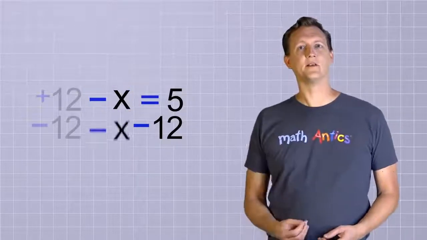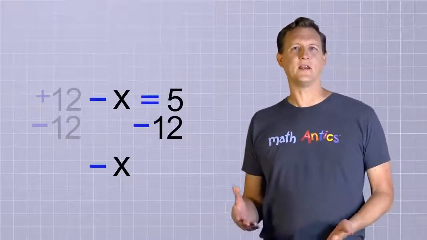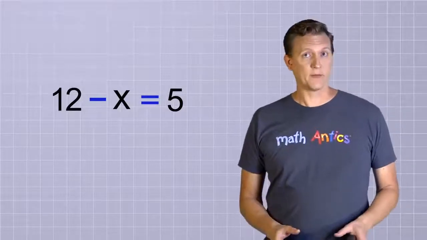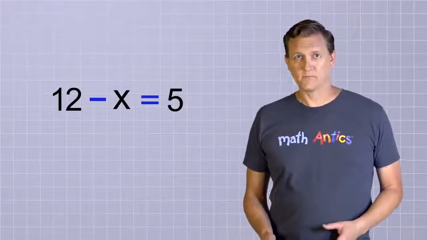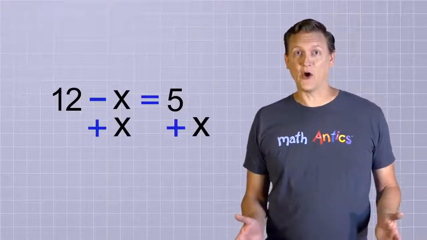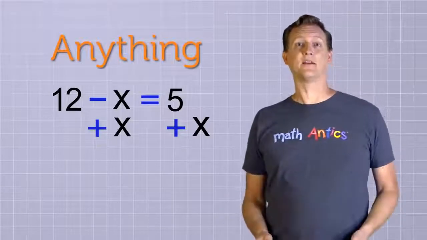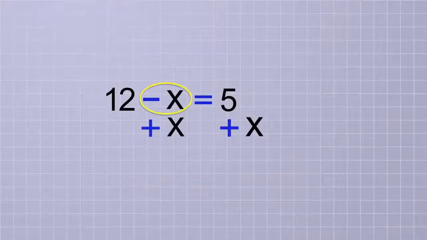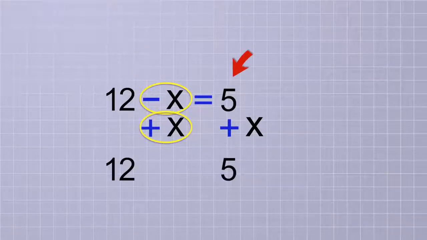Subtracting 12 would leave us with negative x on this side of the equal sign, which is not wrong, but it might be confusing if you don't know how to work with negative numbers yet. Fortunately, there's another way to do this kind of problem that will avoid getting a negative unknown. Instead of subtracting 12 from both sides, what would happen if we added x to both sides? Can we do that? Can we add an unknown to both sides? Well, sure, why not? We can add or subtract anything we want as long as we do it to both sides. And when we do that, the minus x and the plus x will cancel each other out on this side, and on the other side, we get 5 plus x.